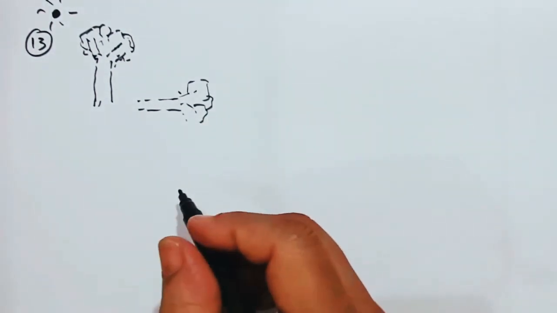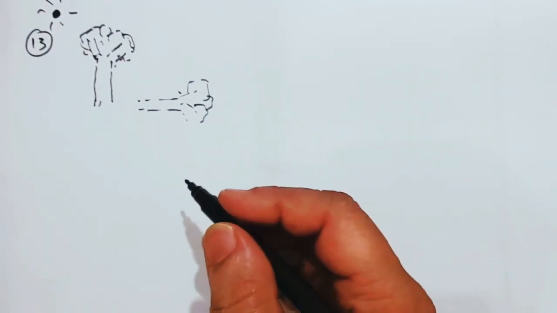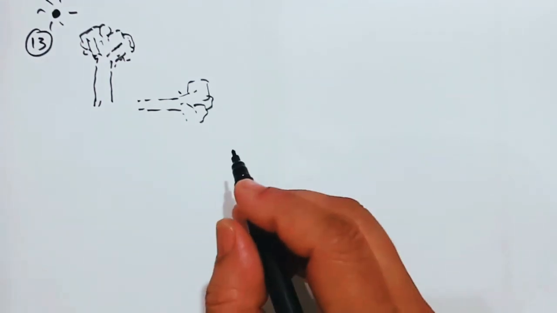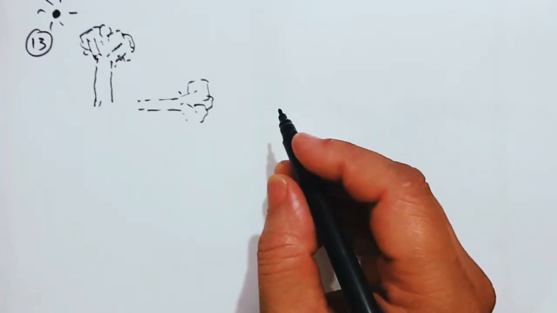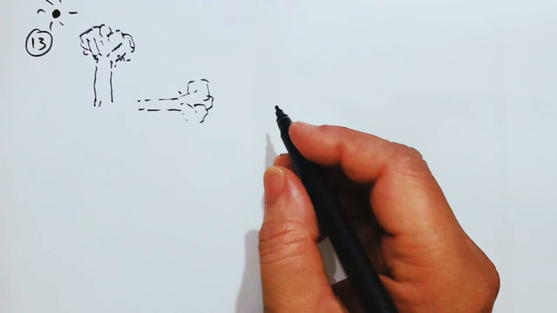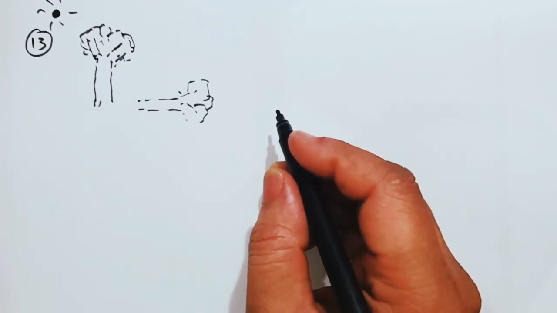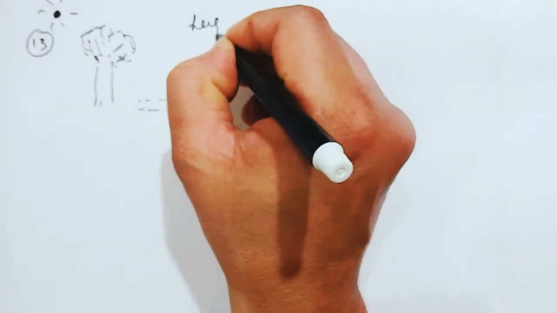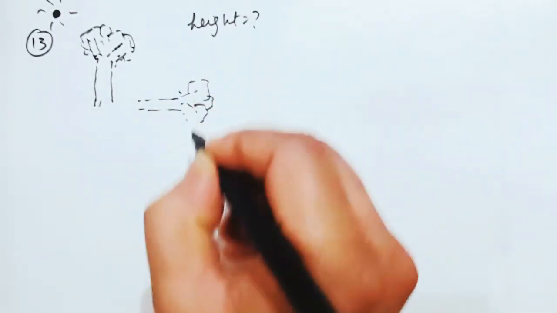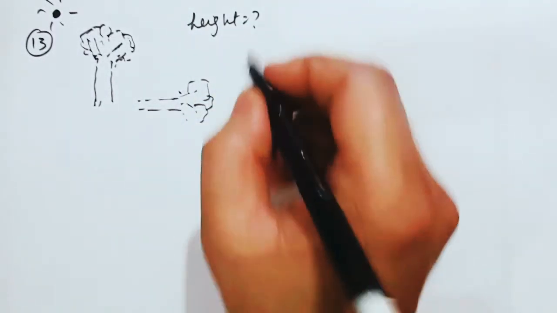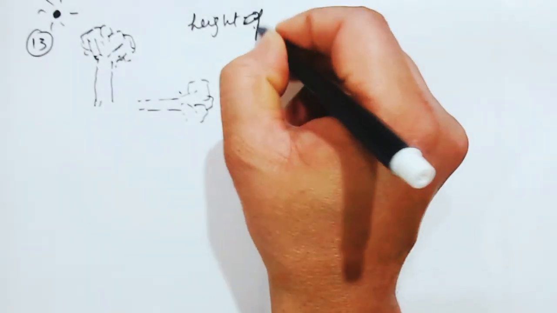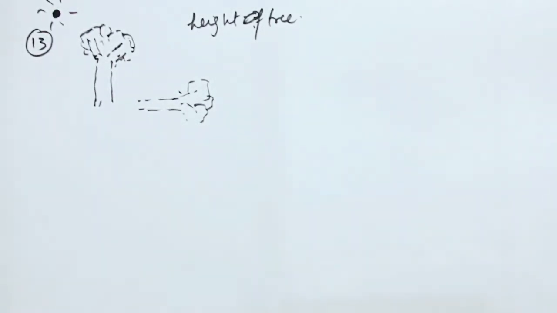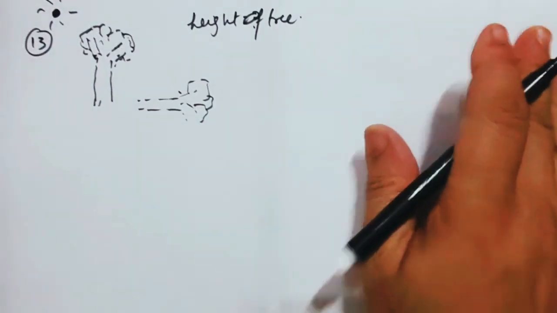Good. So what are they asking you? A tree of 24 meter height casts a shadow of 15 meter. At the same time, another tree casts a shadow of 6 meter. Find the height. They are asking you the height of the second tree. So the height should be on your right hand side.